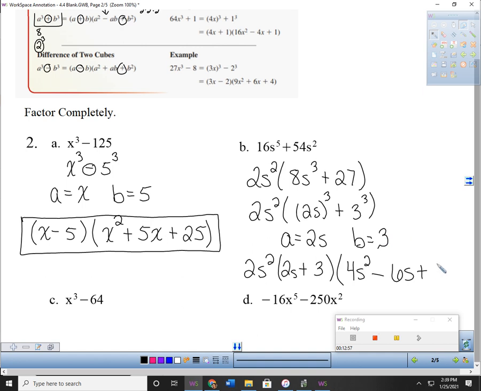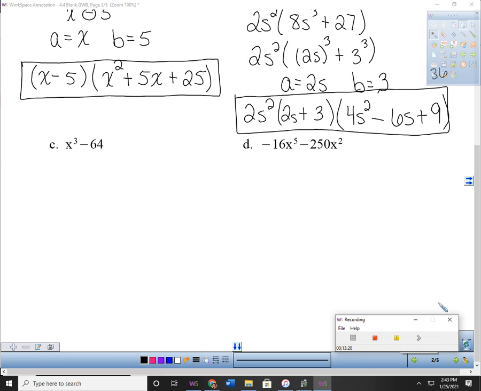3 squared is 9. And then if I was going to factor this, I would have to do the illegal move, right? 4 times 9 gives me 36. Is there anything that multiplies to make 36 and adds to make 6? No. So I am done factoring that one.